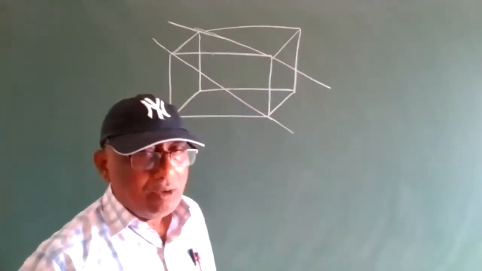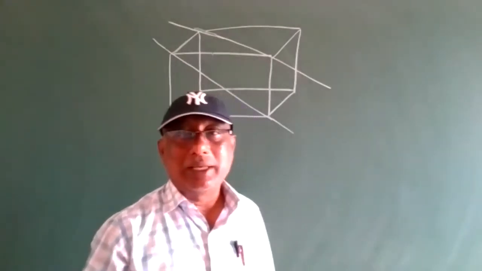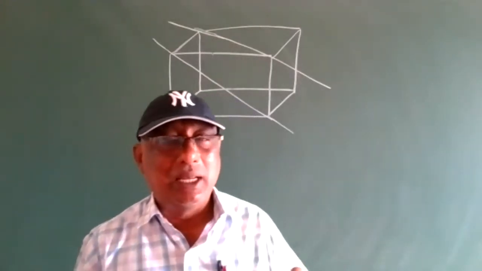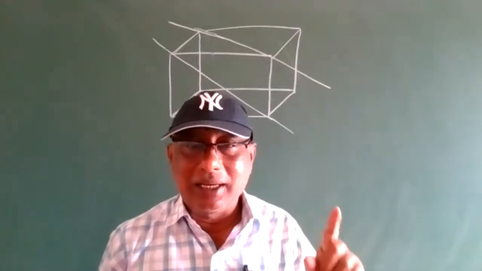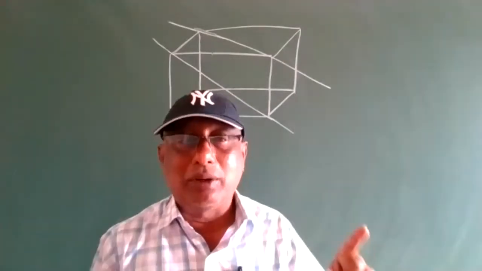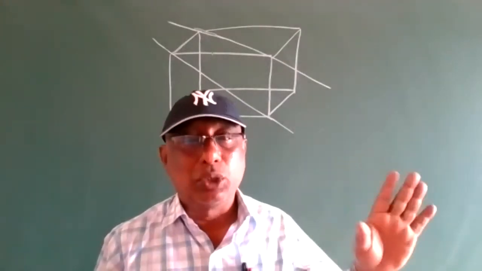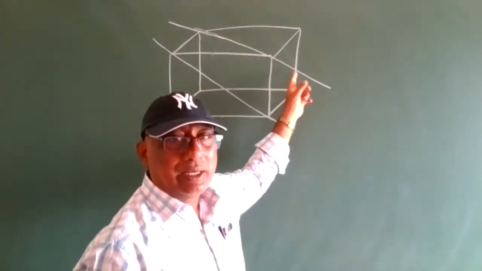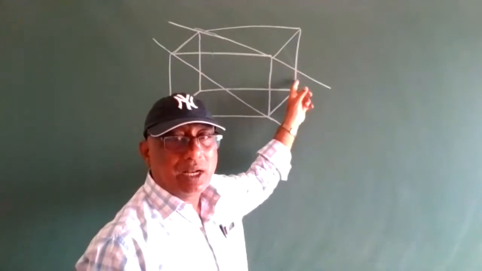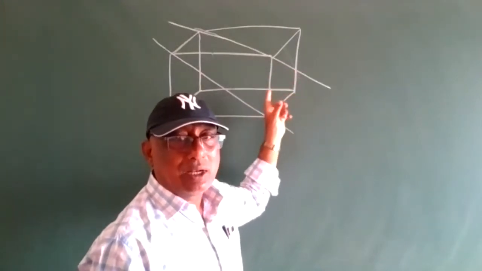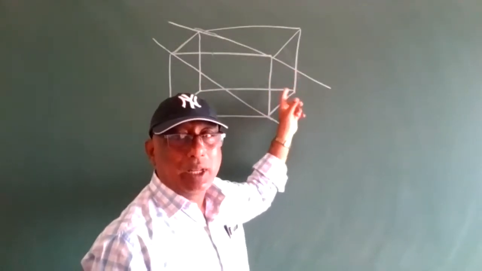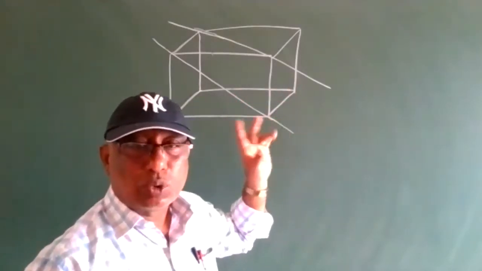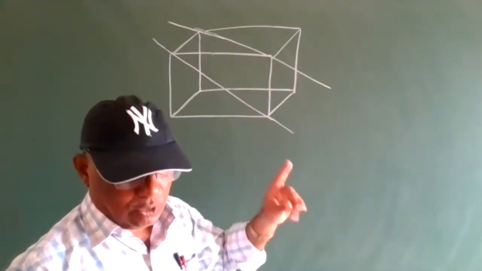Once again, I am telling skew lines. What are skew lines? Non-parallel, non-intersecting, non-perpendicular lines are called skew lines. See, these two lines are not intersecting, these two lines are not parallel, these two lines are not perpendicular. So these two lines are called skew lines.